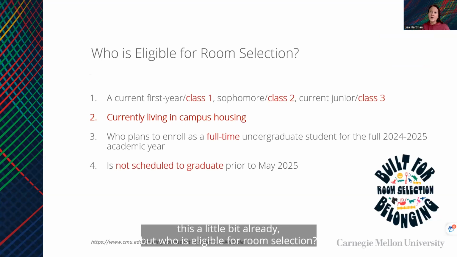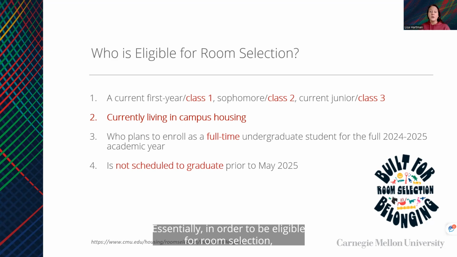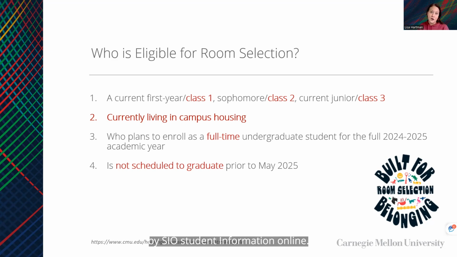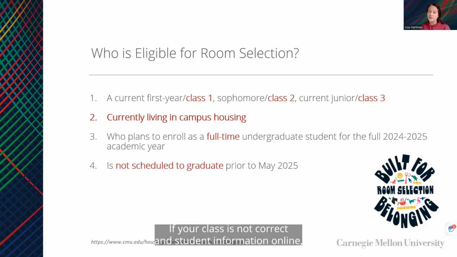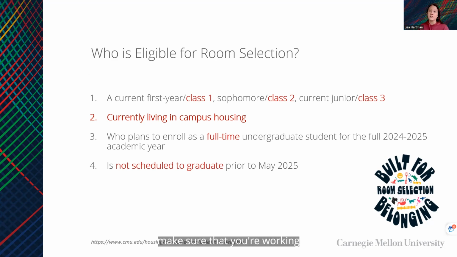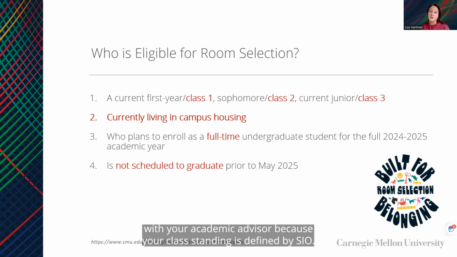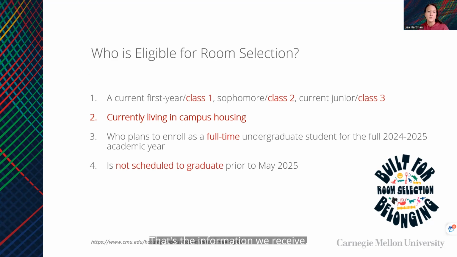So I touched on this a little bit already, but who is eligible for room selection? Essentially, in order to be eligible for room selection, you need to be a current first year, sophomore or junior. So meaning a current class 1, class 2, or class 3 as defined by SIO, so Student Information Online. If your class is not correct on Student Information Online, make sure that you're working with your academic advisor, because your class standing is defined by SIO. That's the information we receive.